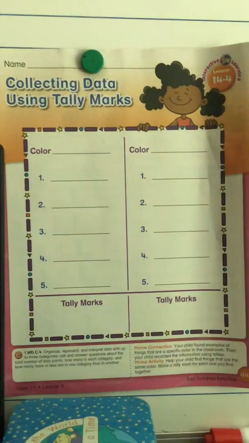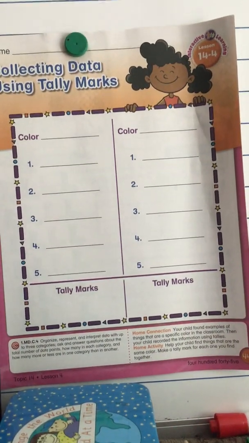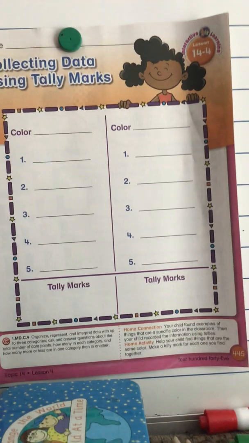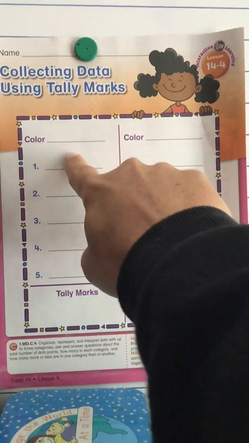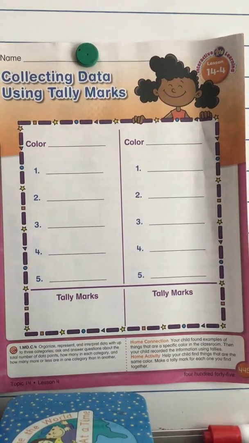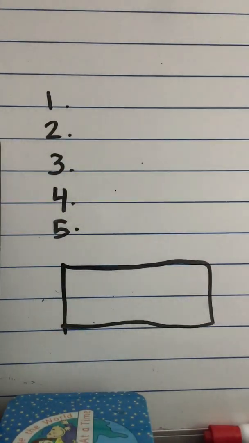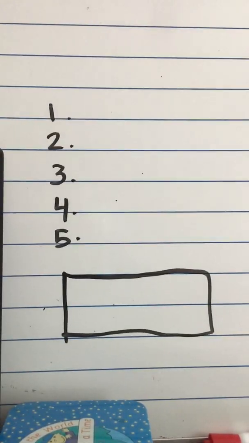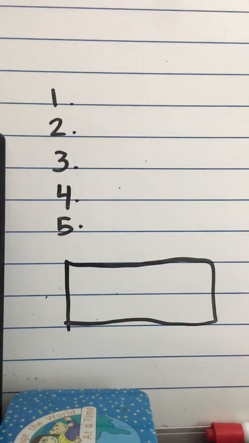Okay, so you will need this paper today. We're going to work on this together to practice making tally marks and keeping count that way. All right, so on the front of your page, it says color, and then it has 5 lines and a box for tally marks at the bottom. I'm going to work on it on the board. You can work on it on your page along with me. So if you need to pause the video and do some writing, you can.